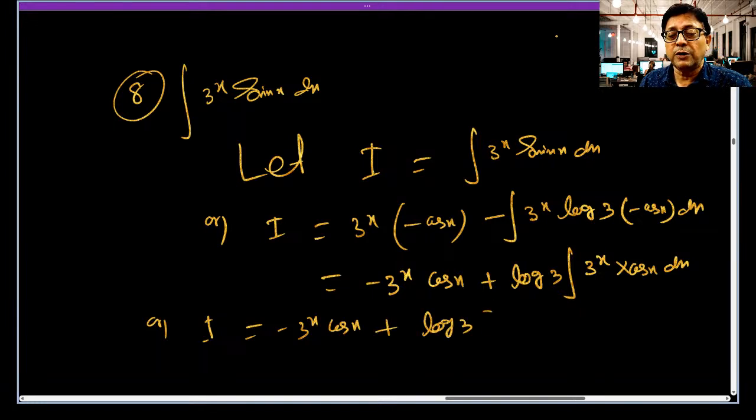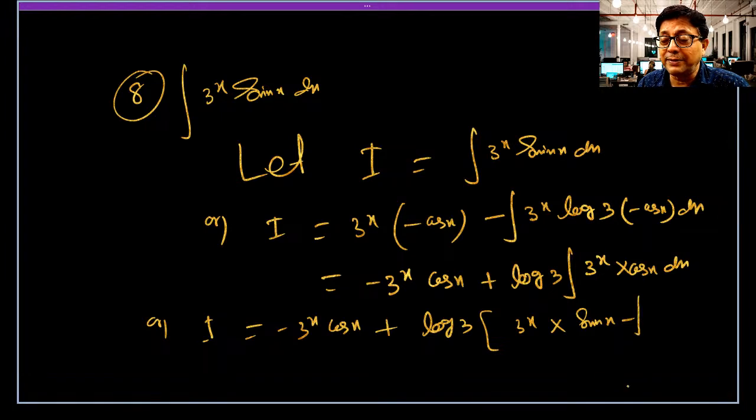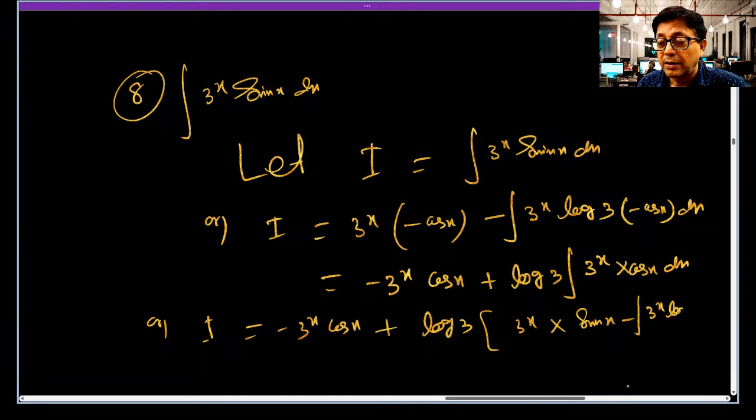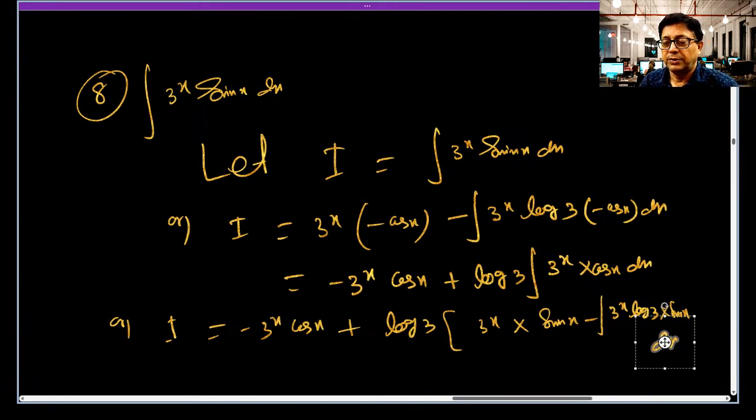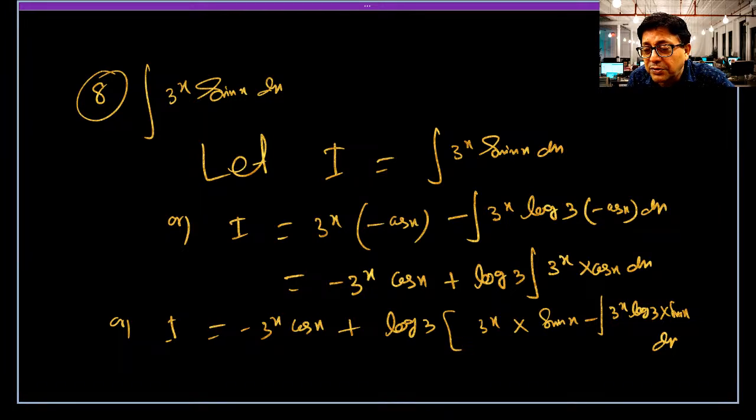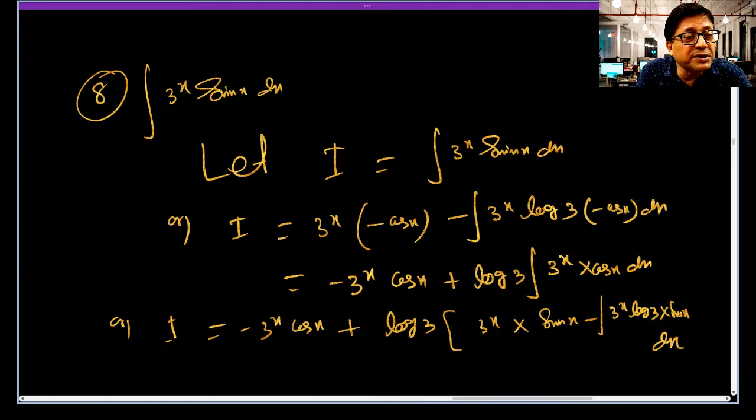It's by parts once more. 3 to the power x is the first function, the integration of cos x is sin x, minus the integration of the derivative of 3 to the power x times the integration of this thing, dx. Okay. So the same integrand you got back on the right hand side. You started with this I. Here you got it back. You just simplify it.